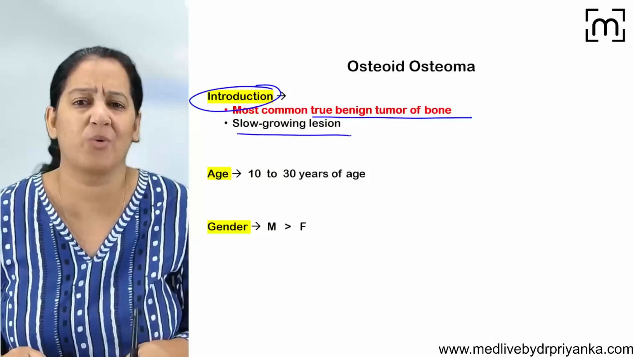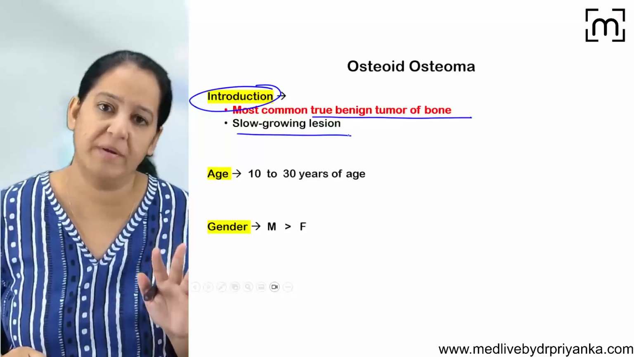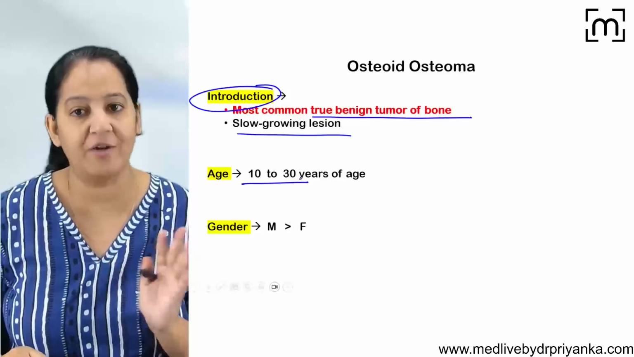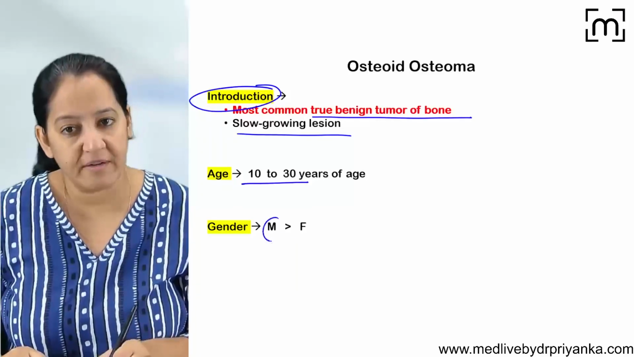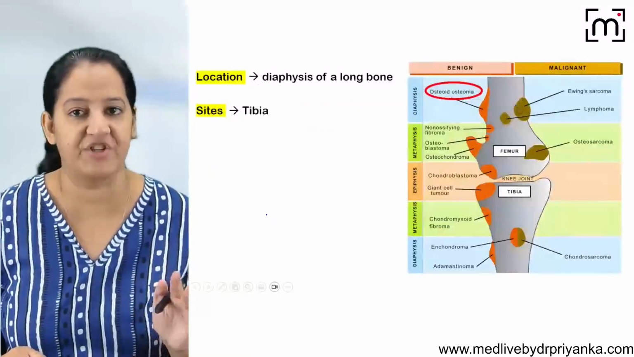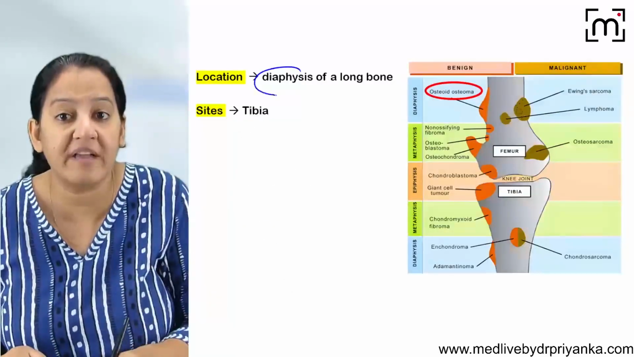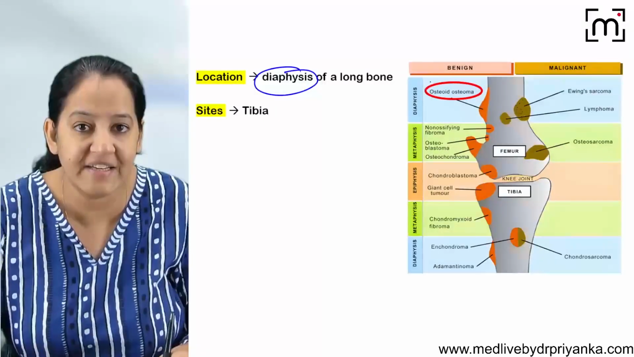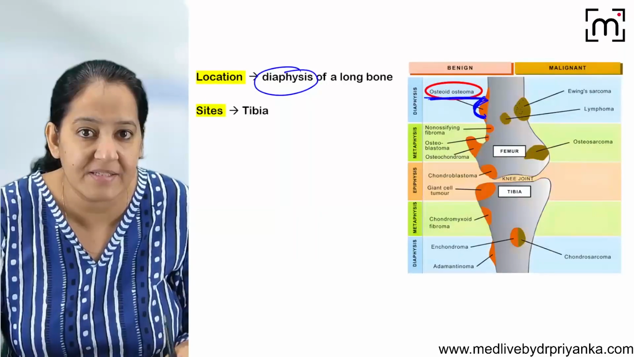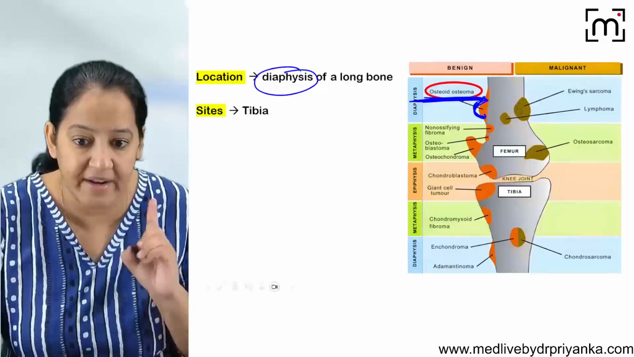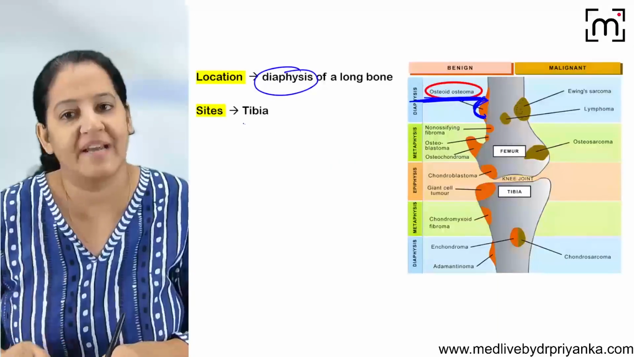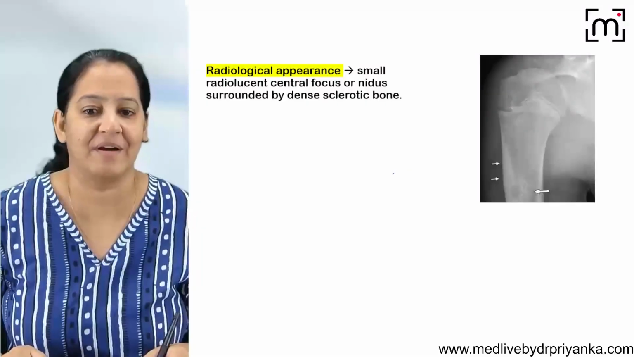It is very slow growing, since it is a true benign tumor. Most common age of presentation is 10 to 30 years. It occurs more frequently in males as compared to females, so there is a gender predilection. Location: it occurs at the diaphysis of the bone. You can see it here, and you can check in the classification also. Most common site is the tibia.